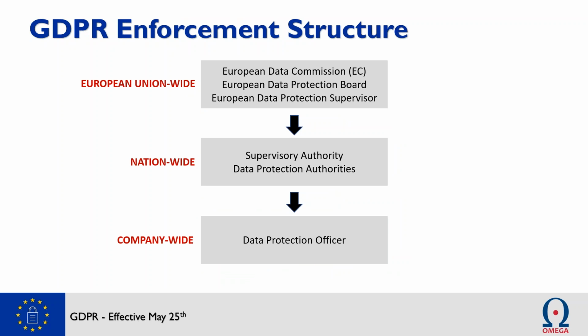So this slide shows you the GDPR enforcement structure. At the highest level, you have the European Union-wide, and that includes the European Data Commission, which is made up of the Data Protection Board. The Data Protection Board has an individual from each of the countries in the European Union. At the national level, you have the Supervisory Authority and the Data Protection Authorities. And then at the company level, you have the Data Protection Officer. Not all companies are required to have a data protection officer, but a lot of the large ones that process high volumes of personal data will be.